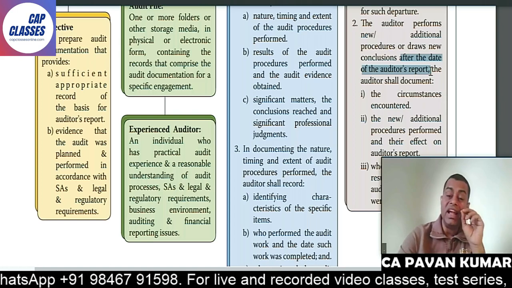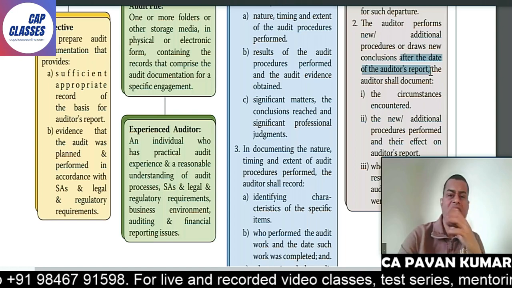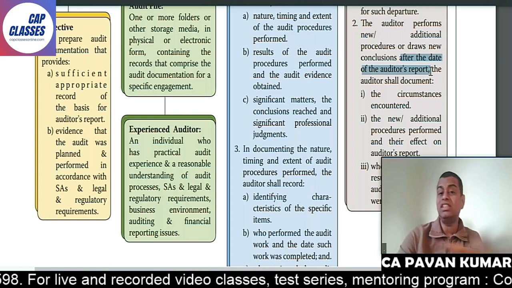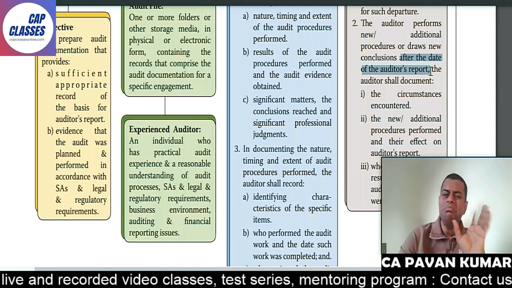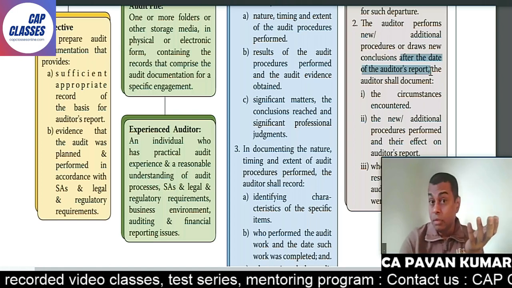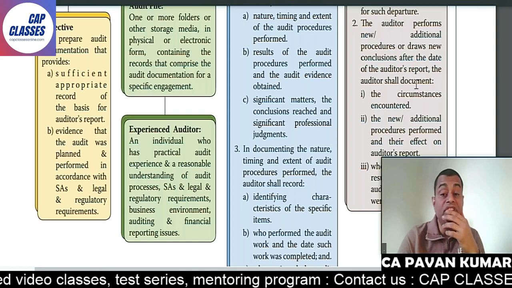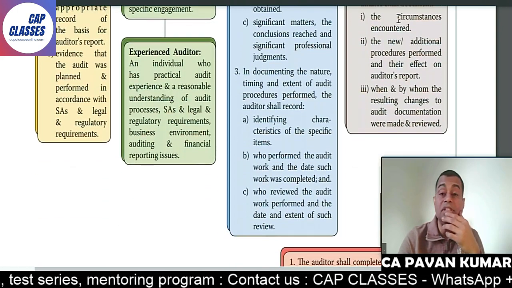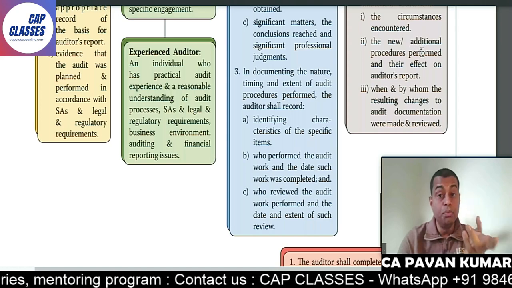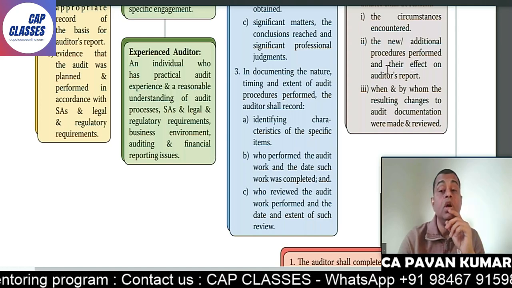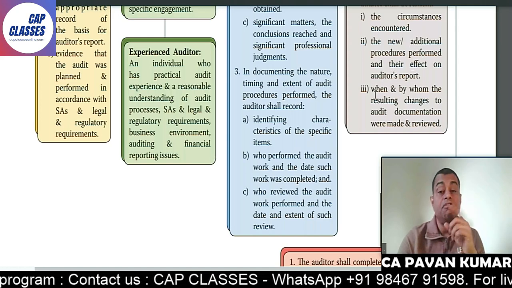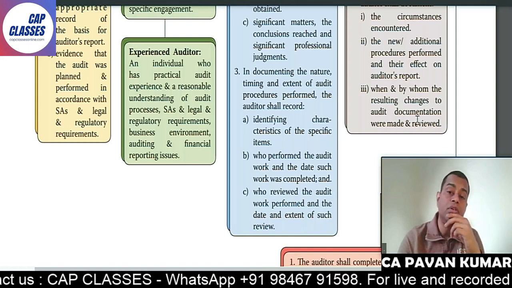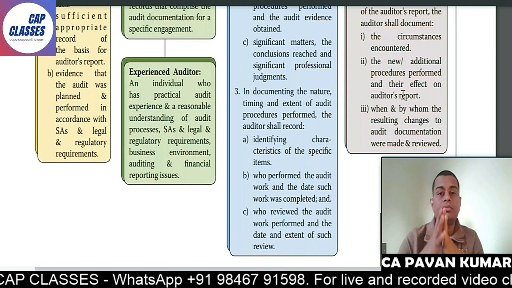Or, what I can say, an exceptional circumstance that will create nonsense in industry, that will create nonsense in the stock markets. Normally, no one does that, but there could be a situation. So if this is the situation, the auditor shall document the circumstances. What are the circumstances? What are the new or additional procedures? What is the effect on the audit report? When and by whom the resulting changes to audit documentation were made and reviewed? All these things you need to document.